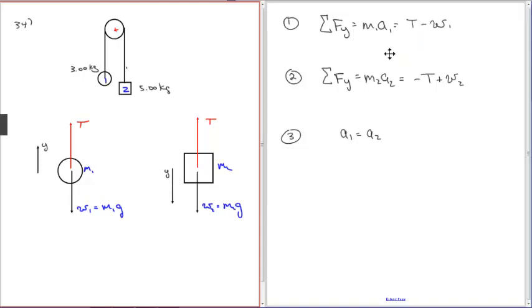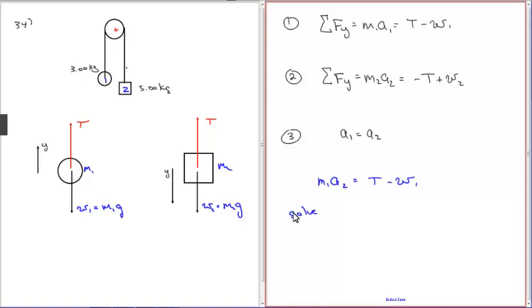Okay, so just like in the previous problem, we substitute this into there, then we solve for the tension from that equation, and we plug that into here, and then the only unknown we'll have is a2. So let's do that. Substitute 3 into there. That means we have m1 a2 instead of a1, equal to T minus W1. Now we solve for T.